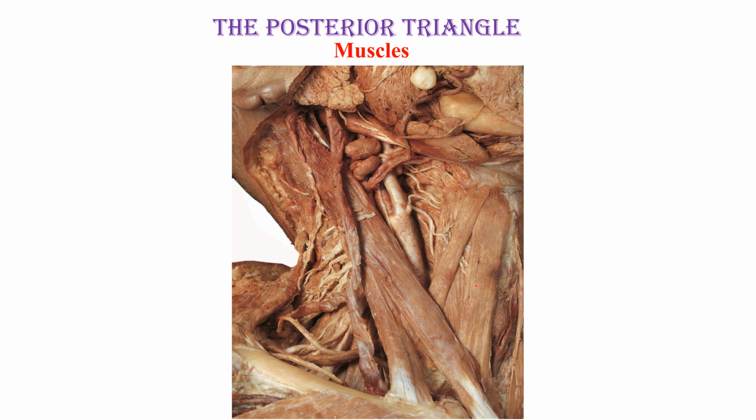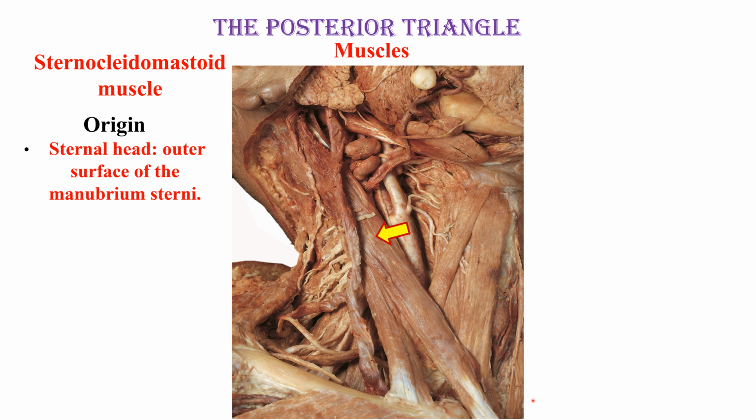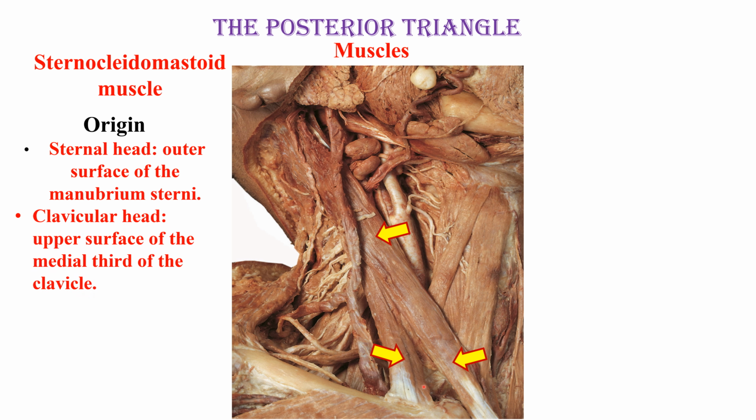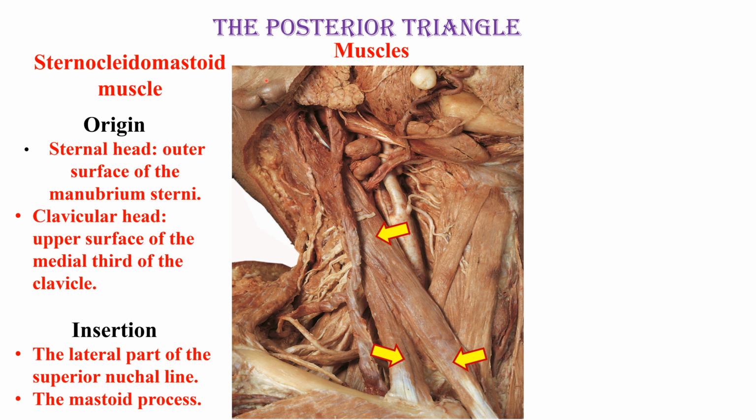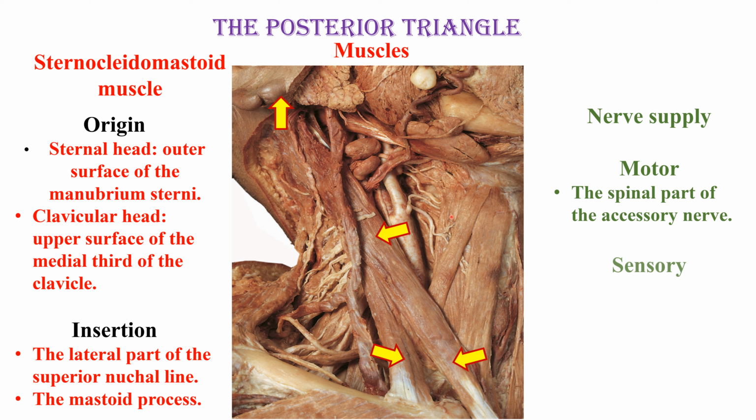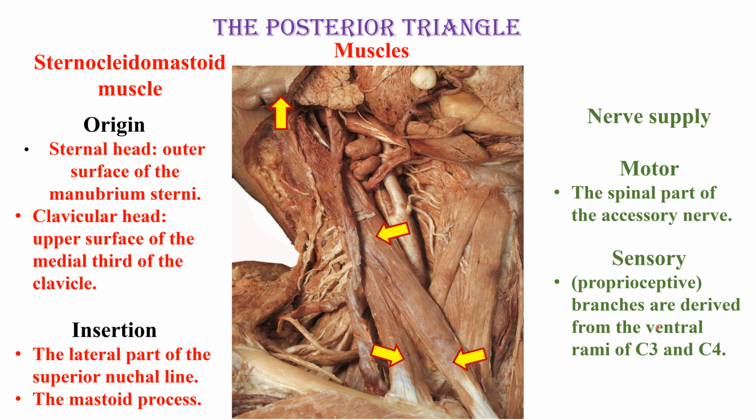Now for the muscles. There are two muscles here which we are going to deal with. The sternocleidomastoid, which is this muscle here, arises by two heads. That is the sternal head from the anterior aspect of the manubrium sterni, and that is the clavicular head from the upper surface of the medial third of the clavicle. The insertion of that muscle will be in the lateral part of the superior nuchal line and in the mastoid process in this area here. The nerve supply of that muscle, the motor, comes from the spinal part of accessory, while the proprioceptive, the sensory, comes from the second, third, and fourth cervical branches.